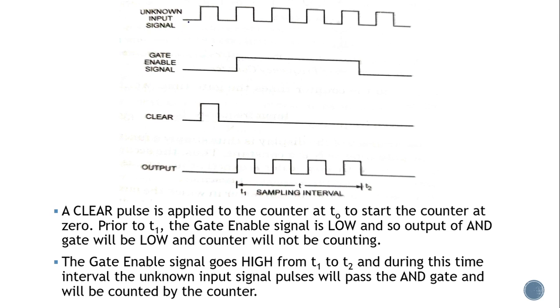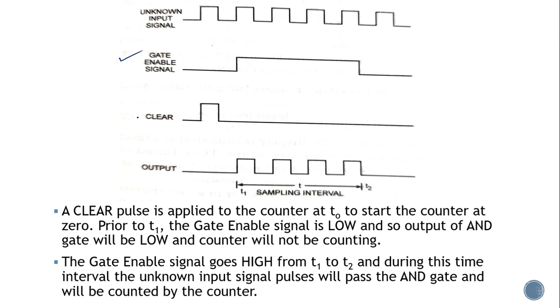Now, we can move to the next graph. Yes, over here. This is your unknown input signal. You do not know the frequency of this signal, and you have provided a gate enabled signal. Now, you know the frequency and the time period of the gate enabled signal. You can see that it's quite a large pulse.